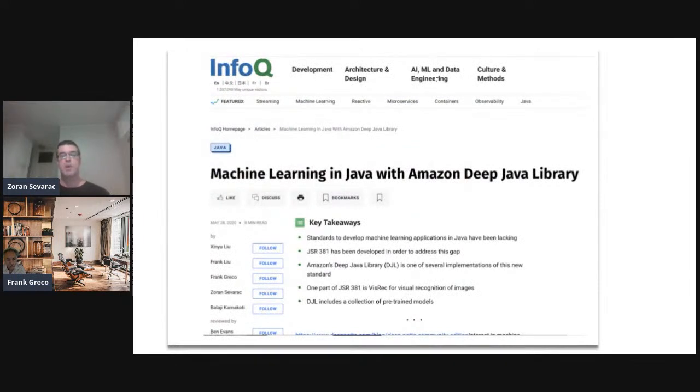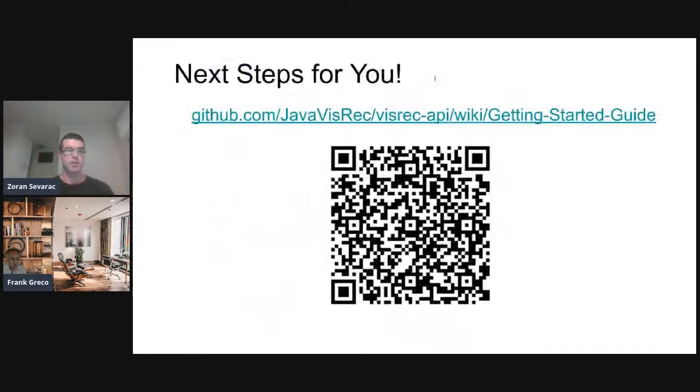Another thing to mention is that we have very good collaboration with the Deep Java Library from Amazon, and they have also provided an implementation of the VisiRec API, and there is a very nice article published on InfoQ about DJL and VisiRec API. And hopefully we will see more and more engines providing implementations. And I would like to openly invite everyone doing some kind of machine learning library to consider implementing this generic API, so we can provide a common standard and make life easier for all the Java developers.